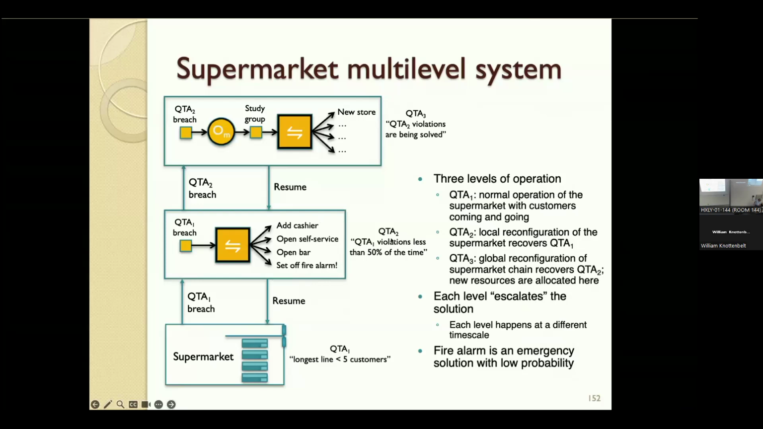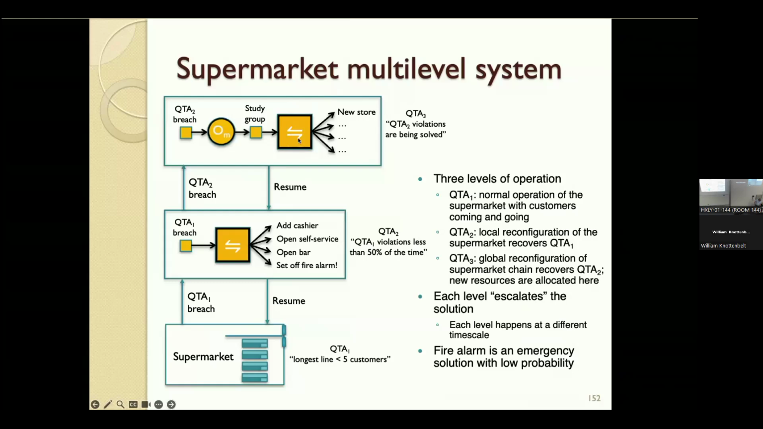So the QTA 2 could be something like QTA 1 violations happen less than 50% of the time. But if this is violated, that means none of this actually really solves the problem. You go to an even higher level, 3, where basically the supermarket chain realizes there's a problem with this particular store that has to be solved. So how do they do that? Or they can enlarge the store, open another store, or whatever.